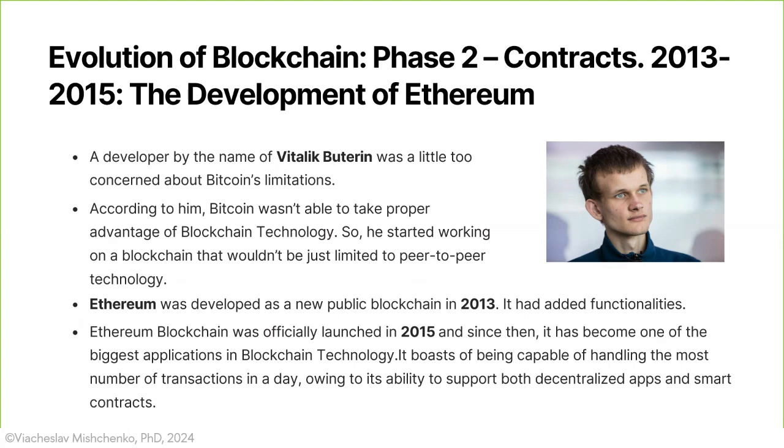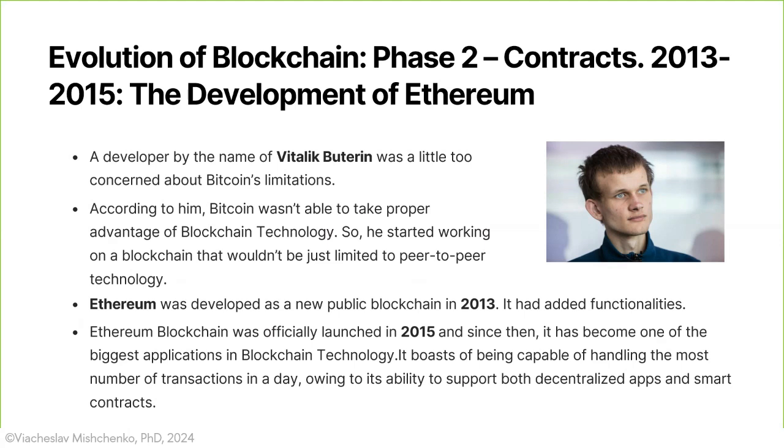In 2013, Buterin began developing Ethereum as a new type of public blockchain. What made it revolutionary was its added functionality, I would say. While Bitcoin was essentially a digital currency, Ethereum was designed to be a platform for building decentralized applications. When Ethereum officially launched in 2015, it marked the beginning of what I call the smart contract era.